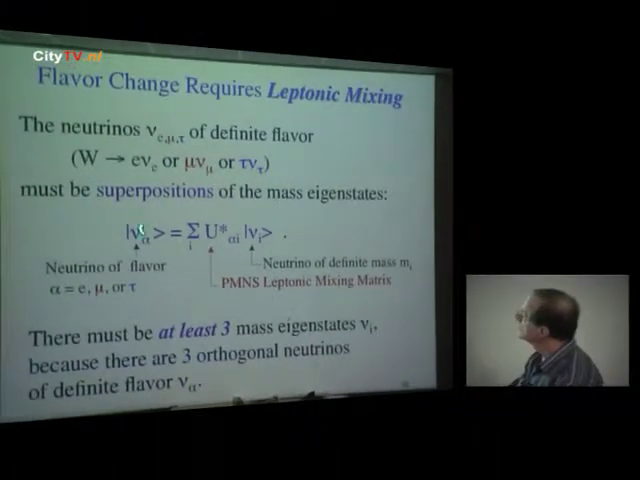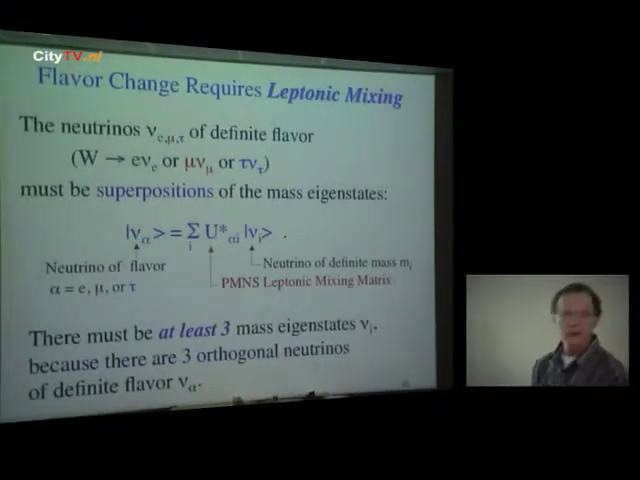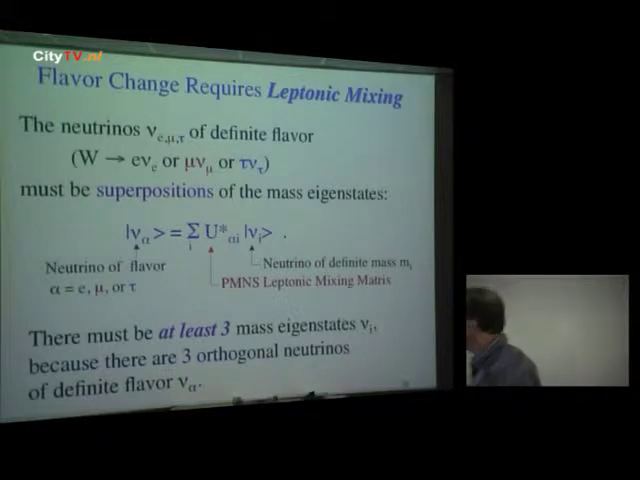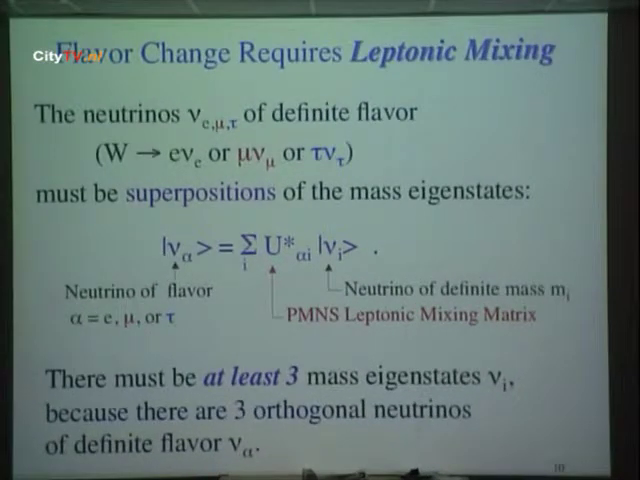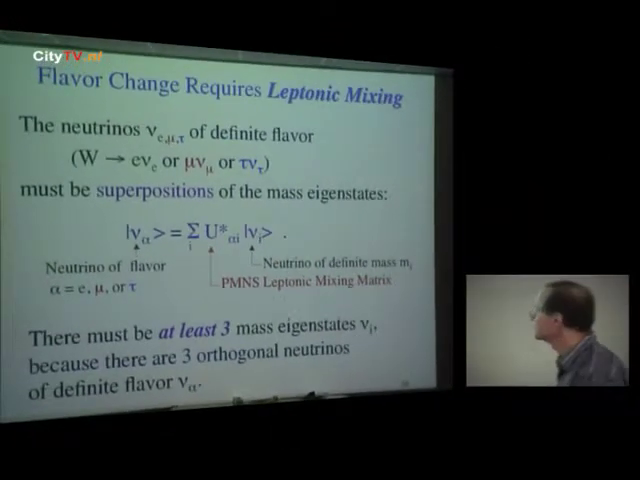I will use a Greek subscript, as I've already indicated, to refer to the neutrinos of definite flavor, nu E, nu mu, or nu tau, and a Latin subscript, i or j, to refer to a neutrino of definite mass, a mass eigenstate. The coefficients in this quantum superposition are the elements of what's called the leptonic mixing matrix. That matrix is a leptonic analog of the Kobayashi-Maskawa quark mixing matrix. This one is referred to as the Pontecorvo-Maki-Nakagawa-Sakata matrix in honor of the leptonic mixing pioneers.